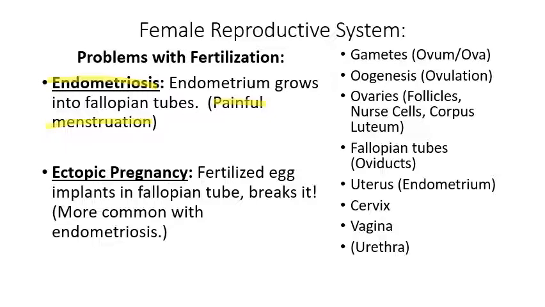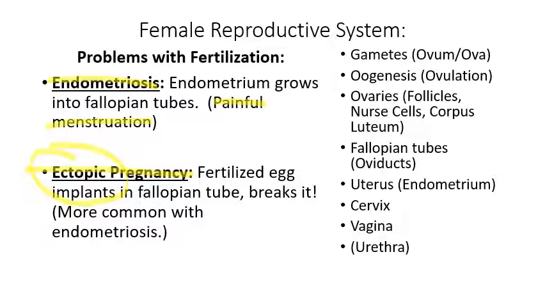Now, we said that a fertilized egg is meant to implant itself into the endometrium, which is supposed to be in the uterus. What happens if the endometrium grows out into the oviducts, into the fallopian tubes? Isn't it possible that the fertilized egg could implant itself in the fallopian tube? The answer is yes, and when that happens, that's called an ectopic pregnancy. In biology, the word ectopic means in the wrong place or at the wrong time. Ectopic means it's someplace where it shouldn't be.